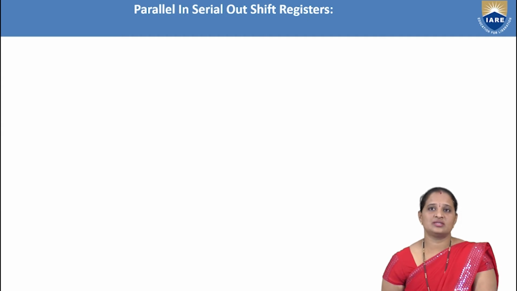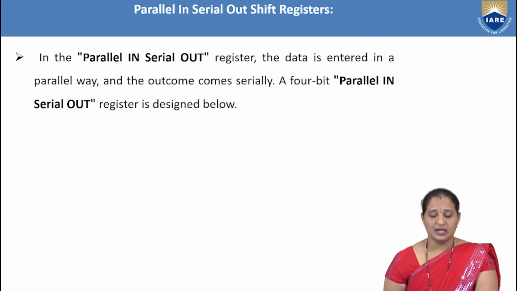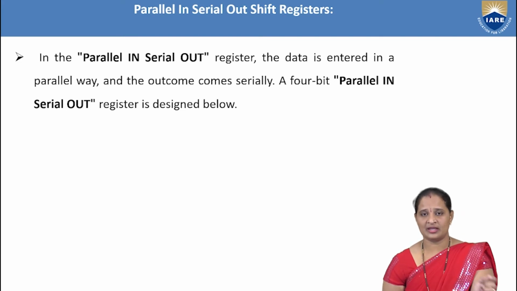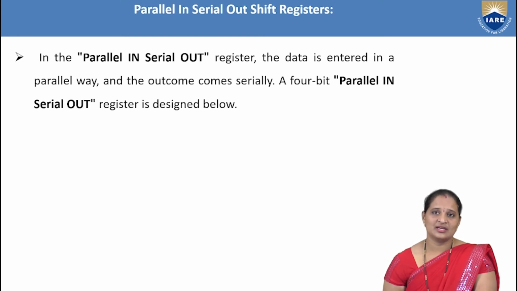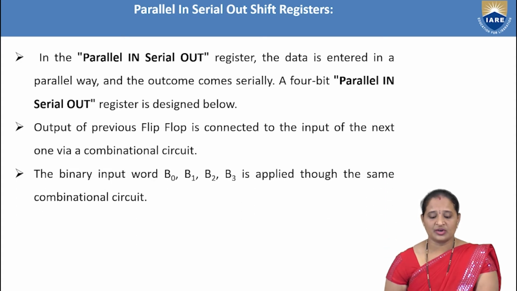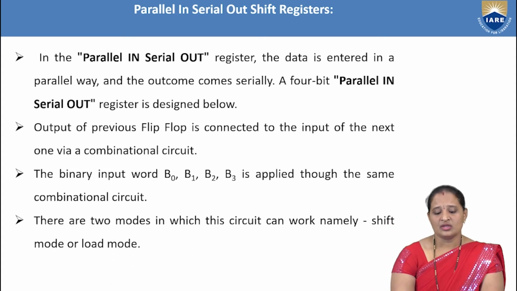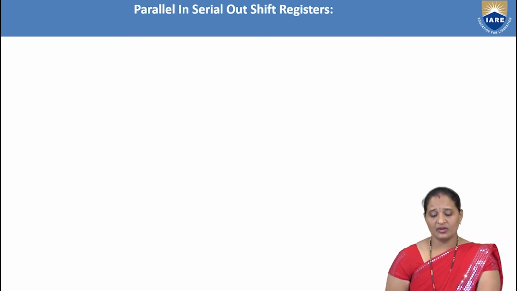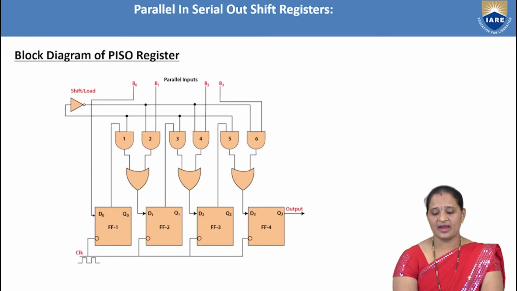Now the next one is the parallel in serial out register. As the name itself indicates, we apply all the inputs in parallel at a time, whereas the output is read bit by bit serially. That is why it is called the parallel in serial out register. I'll be showing the circuit diagram. So in this case, this is the circuit diagram here.